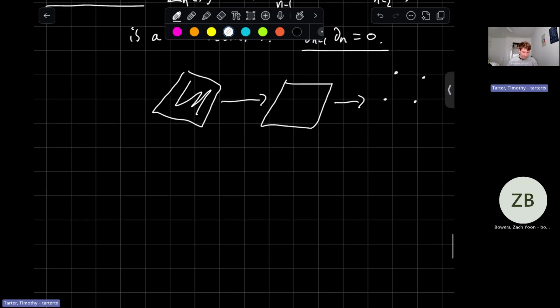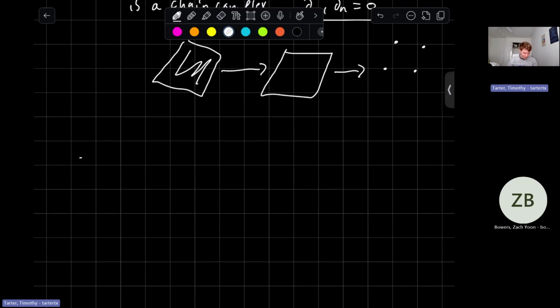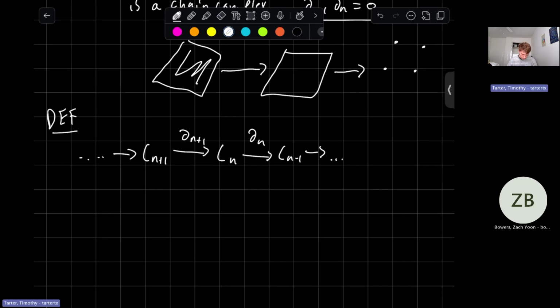But the algebraic situation is that we now have a sequence of homomorphisms. A much broader definition that we will use for the rest of our lives is that Cn+1 gets mapped by boundary n+1 to Cn, by boundary n to Cn-1, to C1, which goes by partial 1 to C0, which goes to 0. And we'll call this partial 0, but really we mean it's the 0 map.